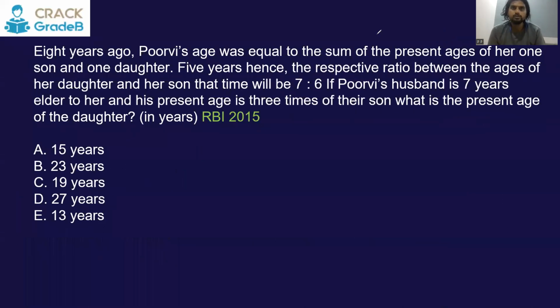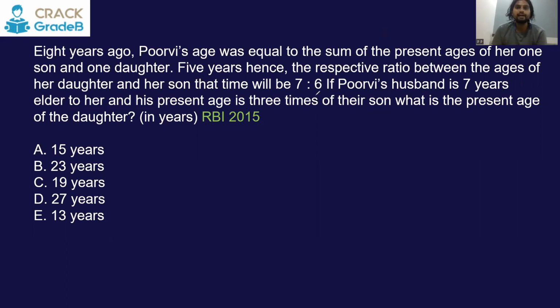Again, it is an RBI question, so it is a little lengthy but easy. 8 years ago, Purvi's age was equal to the sum of the present ages of a daughter and son. 5 years hence, the respective ratio between the ages of daughter and son at that time will be 7:6. If Purvi's husband is 7 years elder to her and his present age is 3 times the age of the son. So there are 4 people involved, lots of information to process.